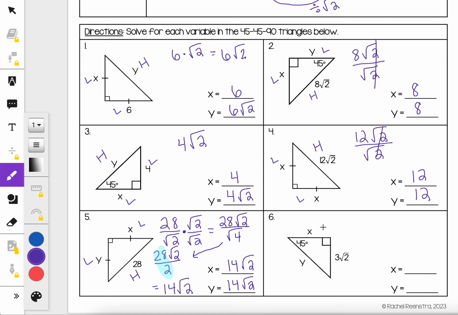Okay, so number 6, we have our legs, we have our hypotenuse. If you're given one leg, the first thing you want to do is find the other one. So that other leg is going to be 3 times the square root of 2. If I'm given my leg and I want to find my hypotenuse, I multiply by the square root of 2. So 3 root 2 times the square root of 2. This is going to be 3 times the square root of 4. And the square root of 4 is 2. So 3 times 2 is 6. Okay, let's look at a couple more examples.